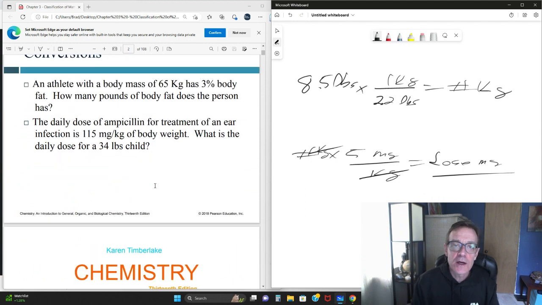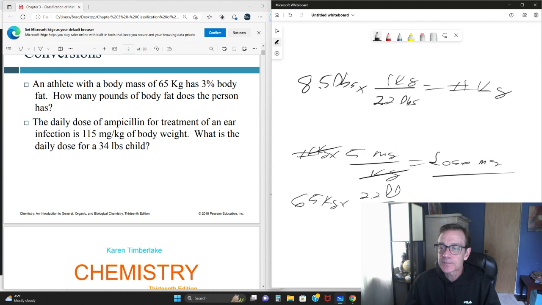An athlete who weighs 65 kilograms, how many pounds of body fat? Of course that would be 65 kilograms times 1 kilogram is equivalent to 2.2 pounds. Our kilograms cancel out, giving us our weight in pounds. Then you multiply the weight in pounds by 3% or 0.03 to give you the number of pounds of fat.